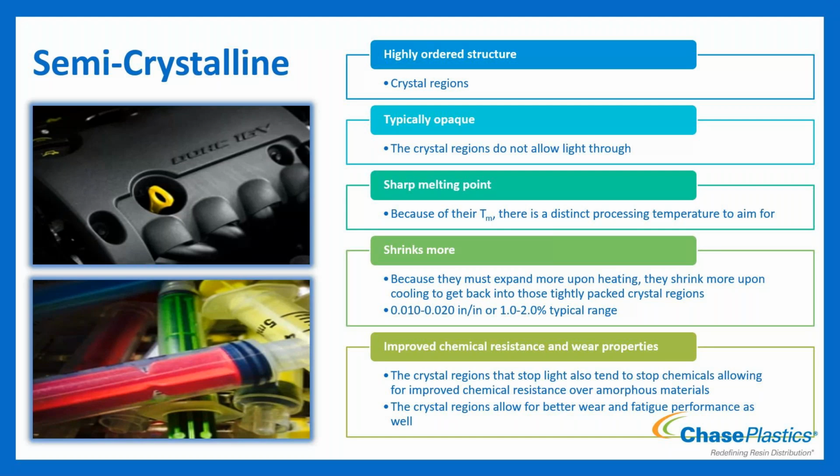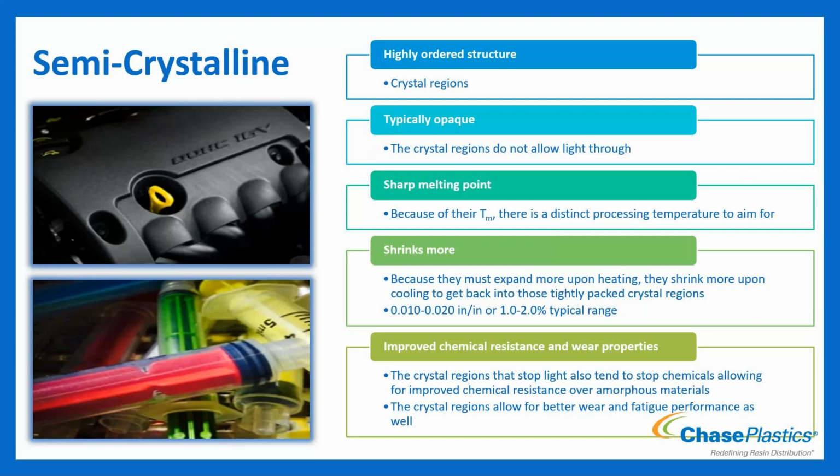Because of those crystal regions, they have what's known as a Tm, which we'll talk about in a further slide, a melting temperature. That's the temperature at which your crystal regions will break apart. So because of that, they have a very distinct processing temperature you're going to aim for. So we call it a sharp melting point. So we want to hit that Tm, allow the crystals to pull apart far enough to be processed. So you'll hear the term sharp melting point when you talk about your semi-crystalline. A smaller processing window in terms of heat as well, and we'll show that also.